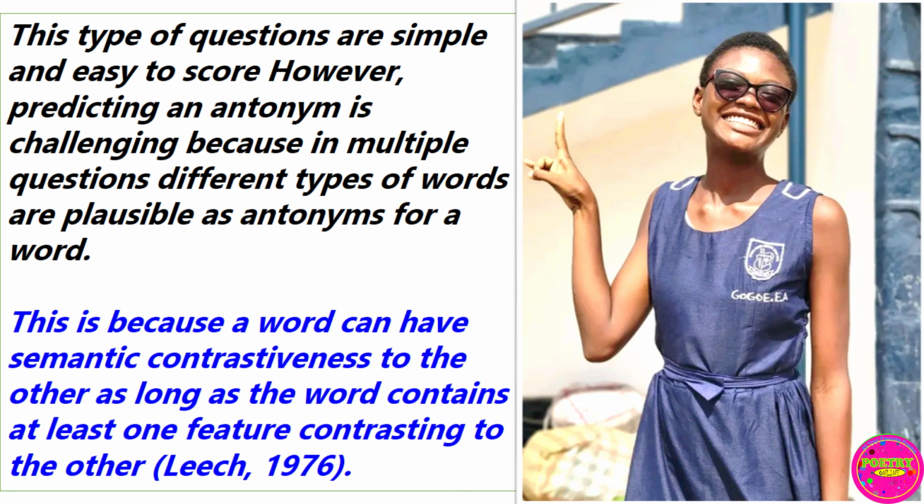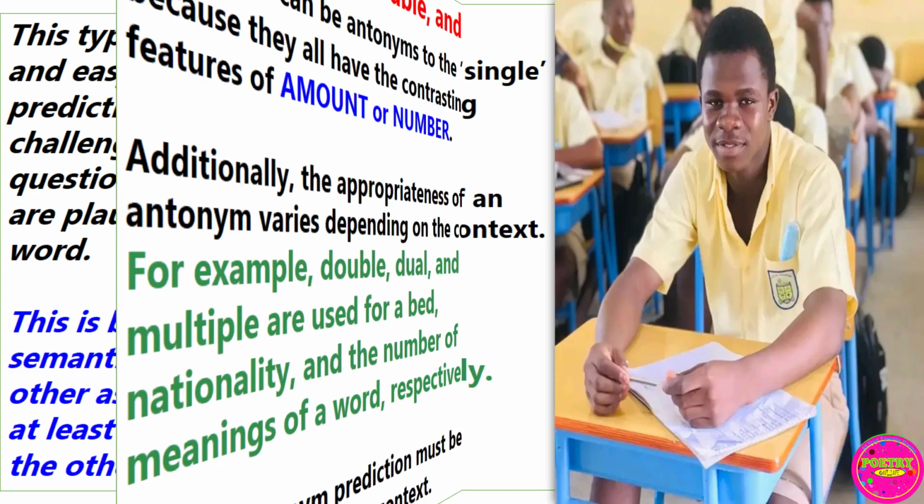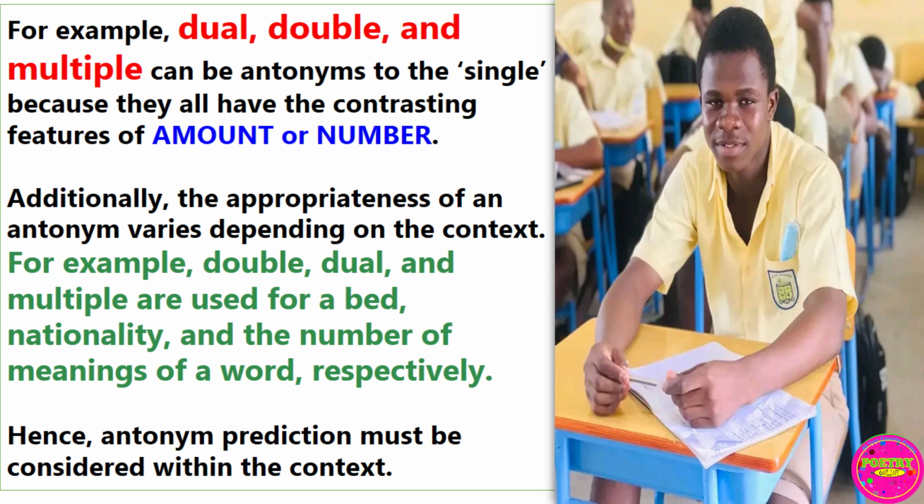However, predicting an antonym is challenging because in multiple choice questions, different types of words are possible as antonyms for a word. This is because a word can have semantic contrastiveness to other words as long as the word contains at least one feature contrasting to the other. For example, let's consider these words: dual, double, and multiple.